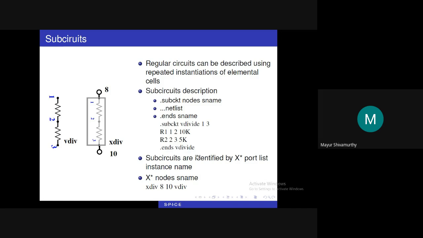So when you instantiate this particular subcircuit, it should be instantiated with X. Okay, X is the predefined word. So X with any name, like X1 or Xdiv. In the main circuit, the nodes are 8 and 10, which means 8 will be mapped to 1, and 10 will be mapped to 3. Okay, and this is my subcircuit name.